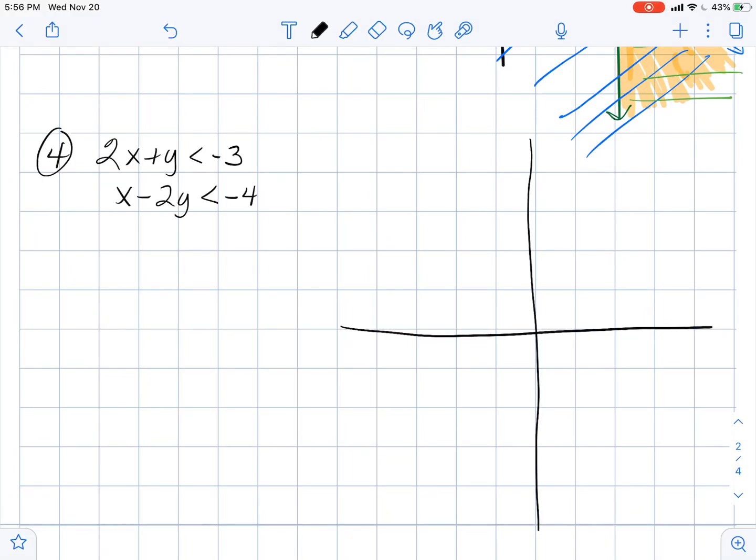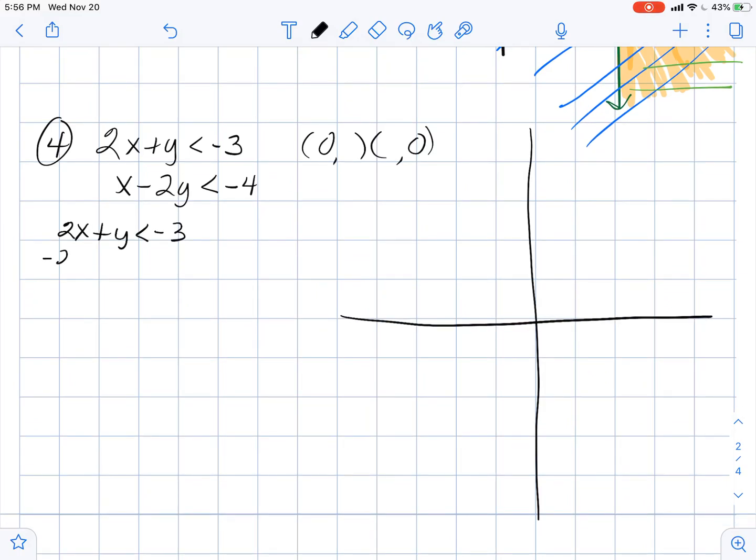Okay, so I'm ready for number 4. Now again, this is in standard form, which you can do your zeros if you want. Okay, that would be one way. Or I'm going to go ahead and solve it for y.